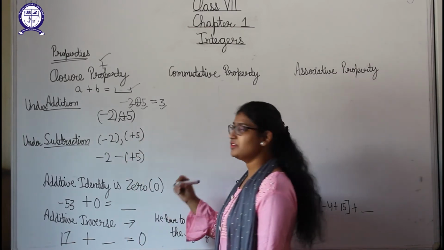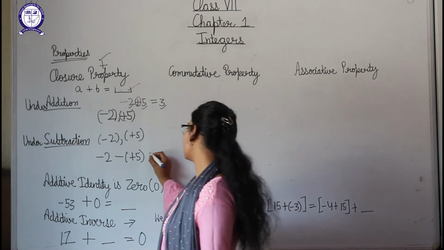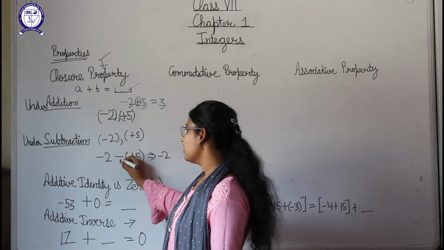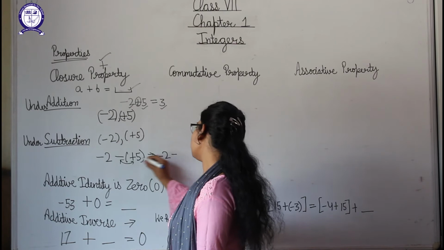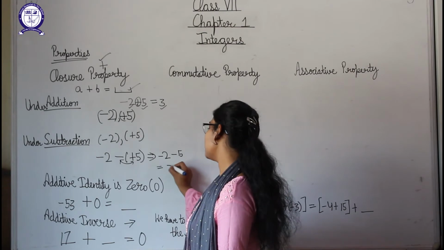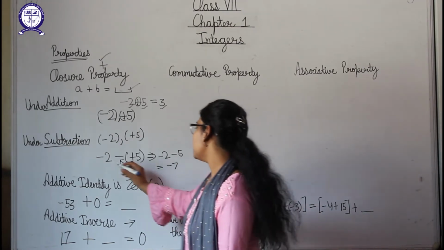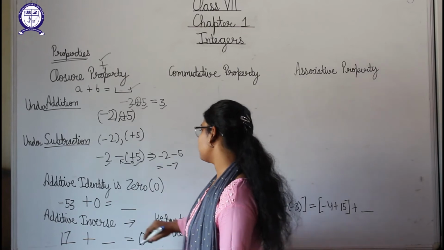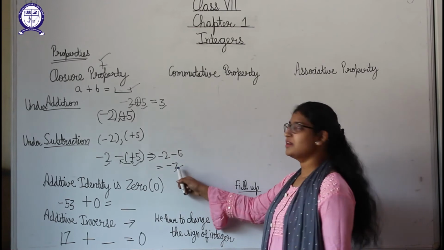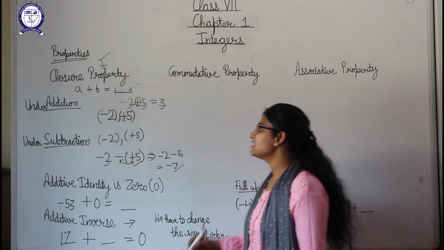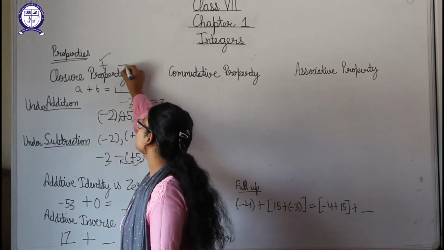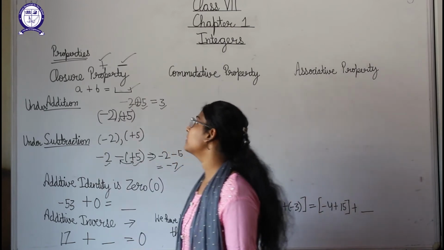Then we will check whether we are getting an integer as our answer or not. So here -2 is already here. Now minus and plus will be minus, and 5 is here, so -5. Now students, -2 and -5, what is the answer? -7 is the answer. Okay, here -2 was an integer, 5 was an integer. We subtract both of them, and here we are getting the answer as -7, and -7 is also an integer. So we can say that integers are closed under subtraction, which means in the case of subtraction also this property is satisfied.